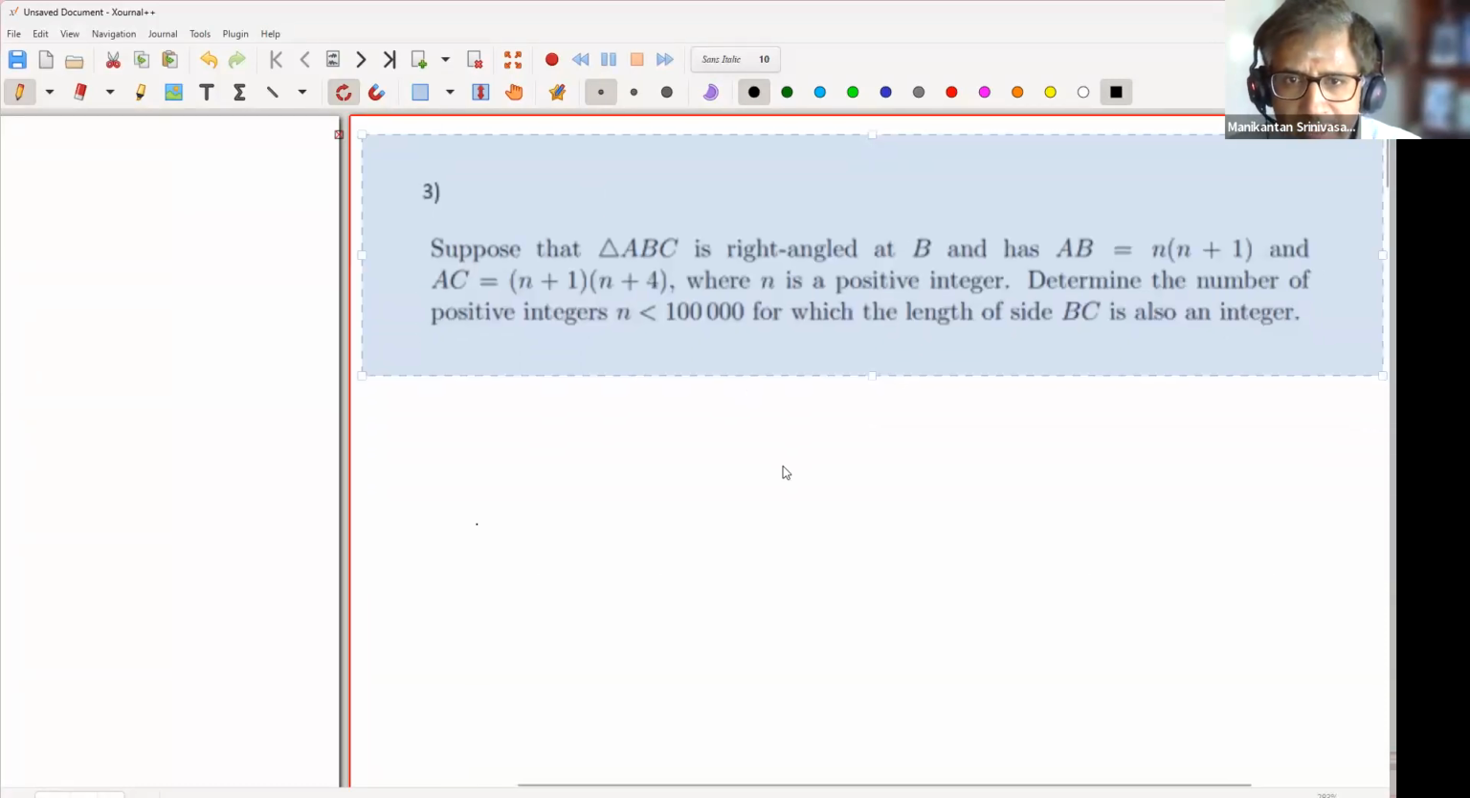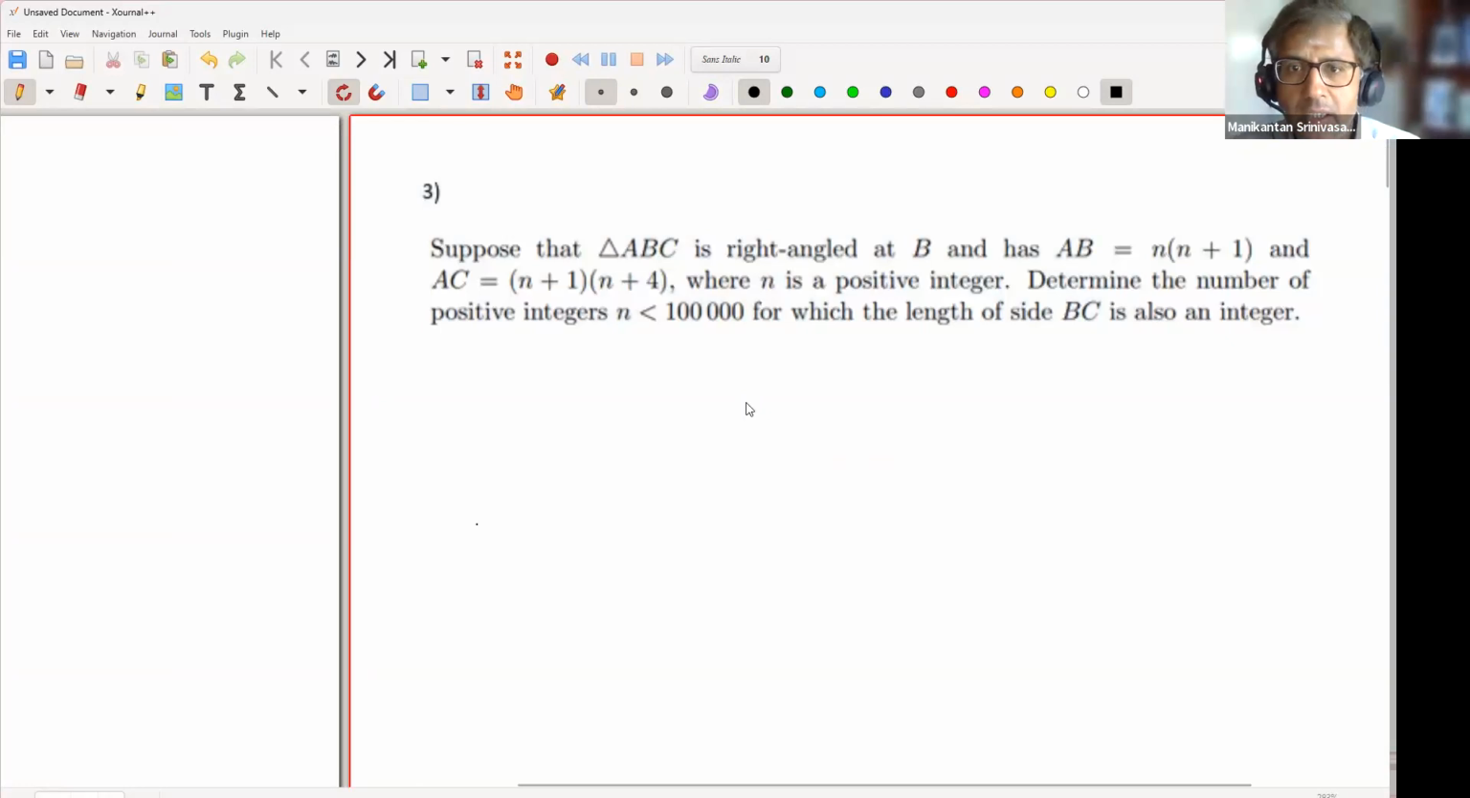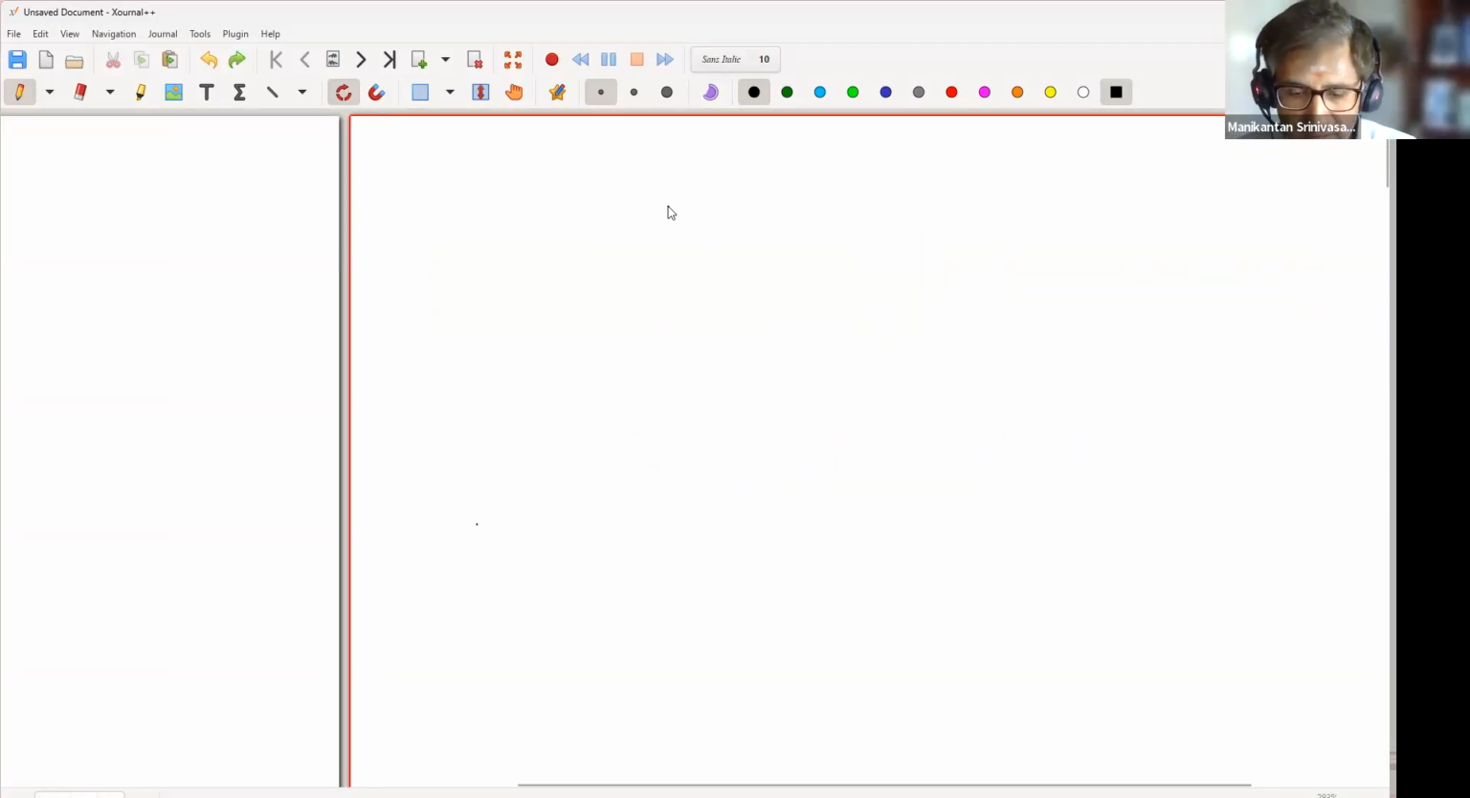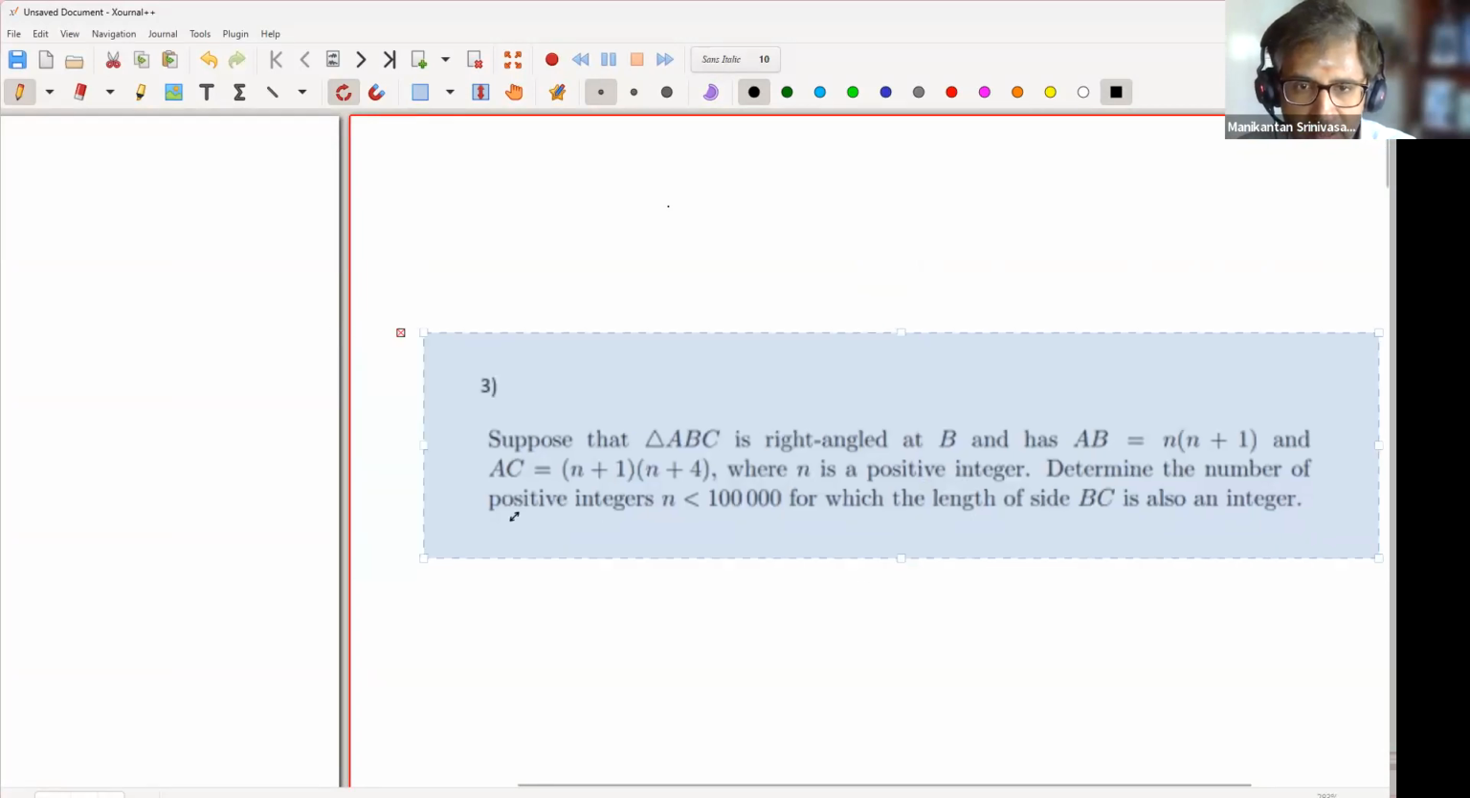Okay. Question 3. Suppose ABC is a right angle. Oh, sorry. Slightly smaller.